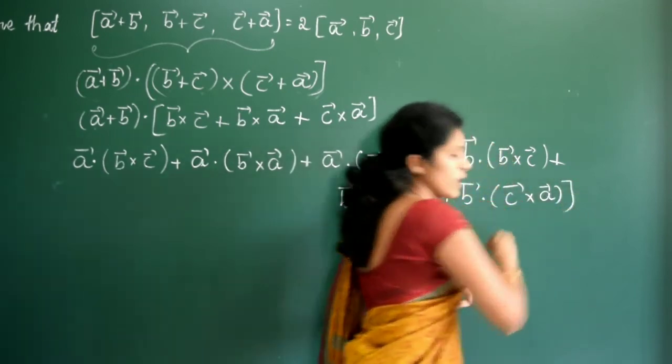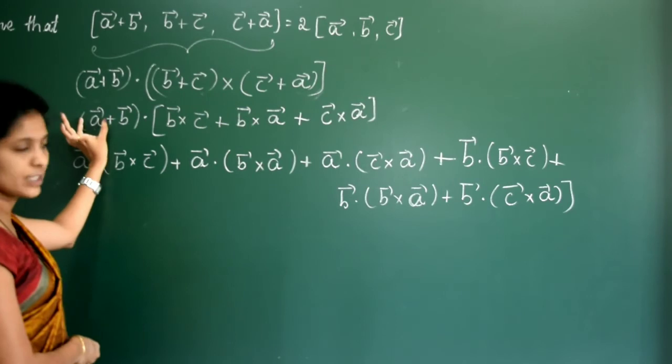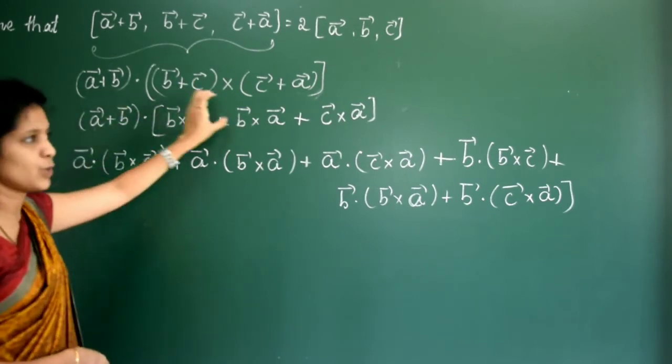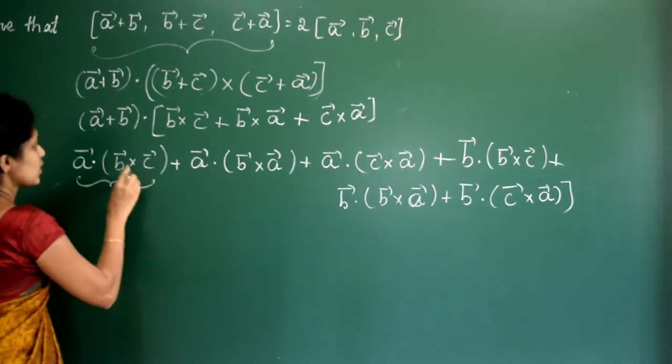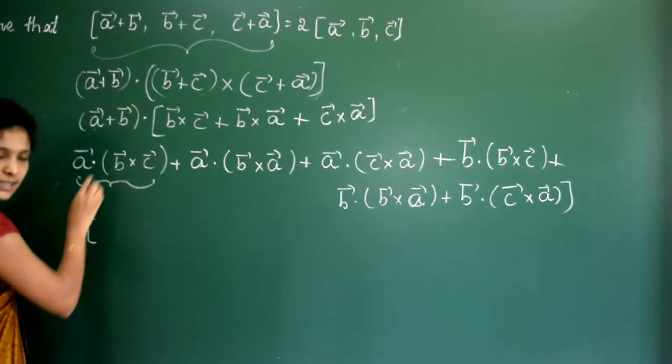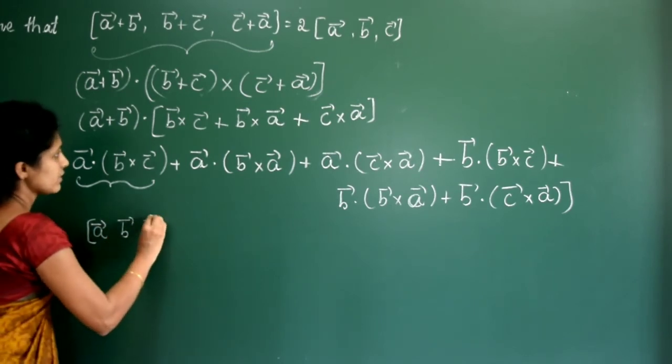Simple it is, okay. Just first you have to find the cross product of this, then you have to find the dot product with A, then you have to find the dot product with B, okay. So now this is as it is. What I can write this as, this is a scalar triple product. I can write as A vector, B vector, C vector.